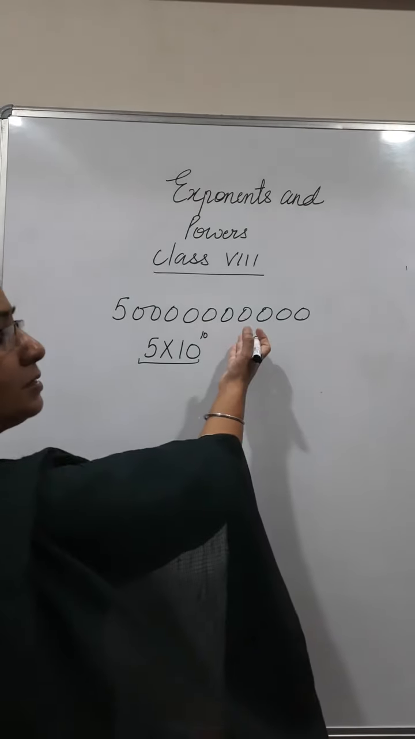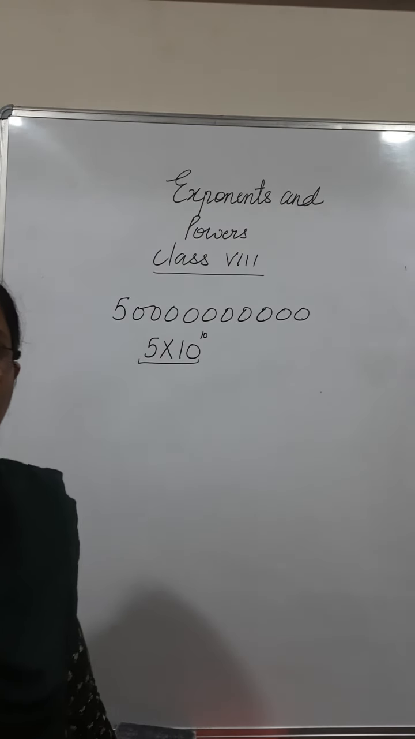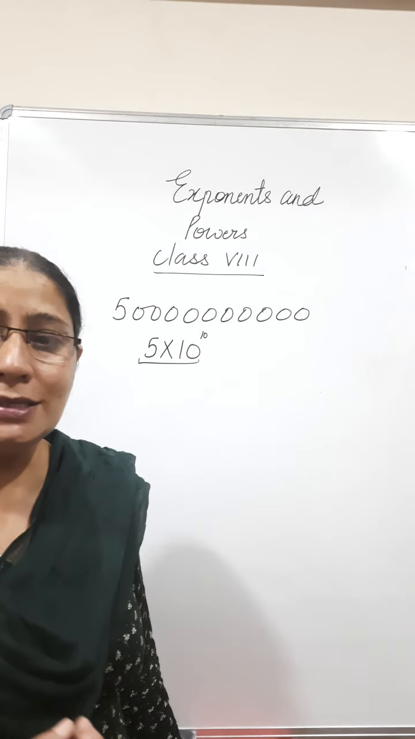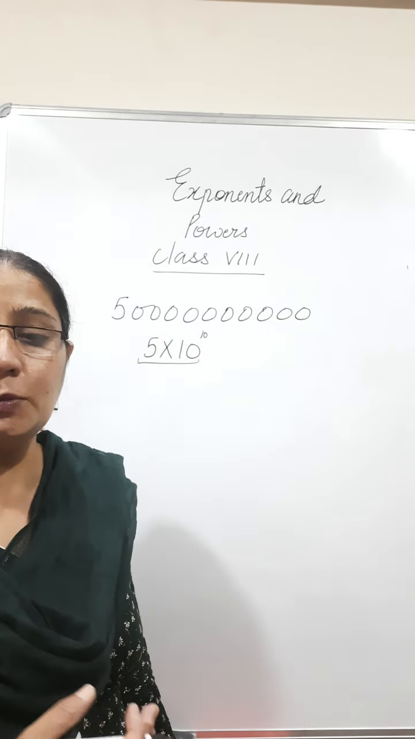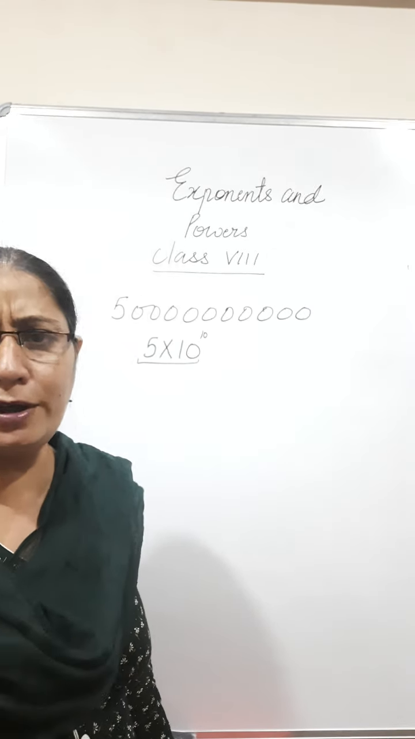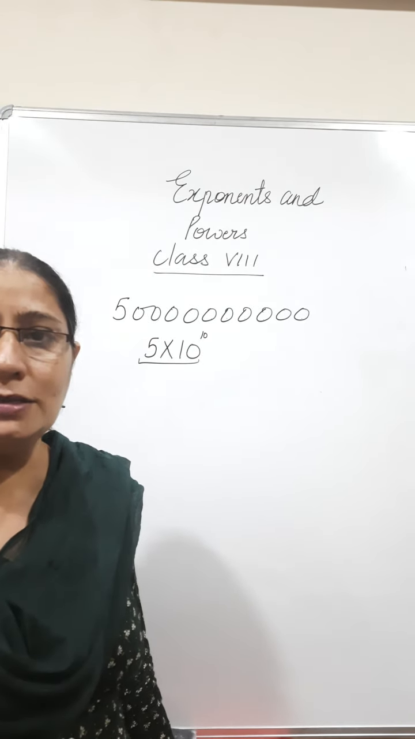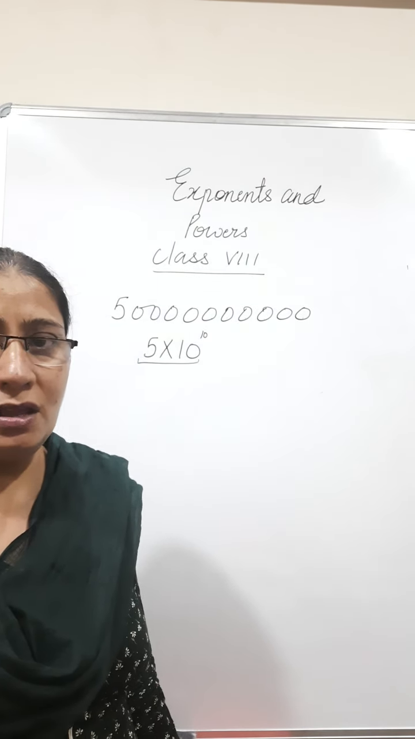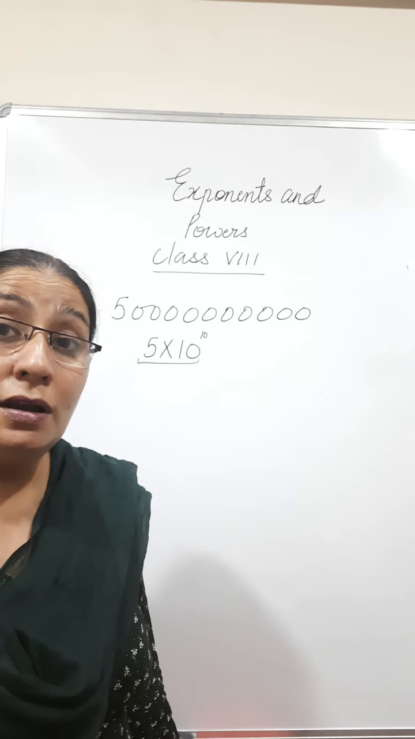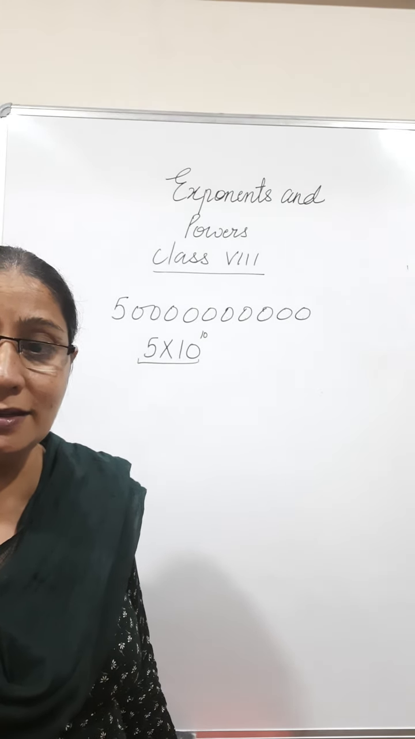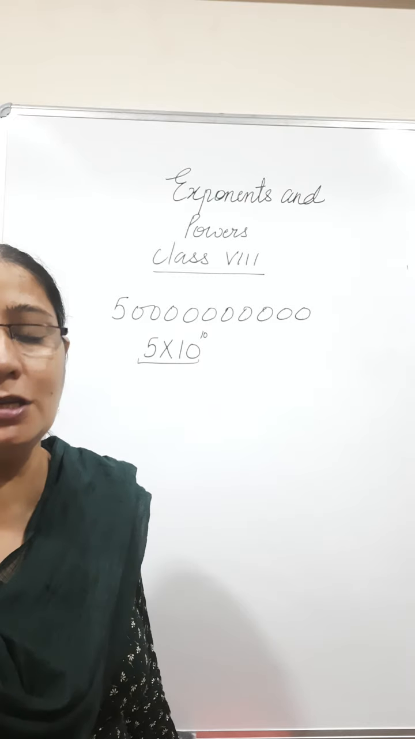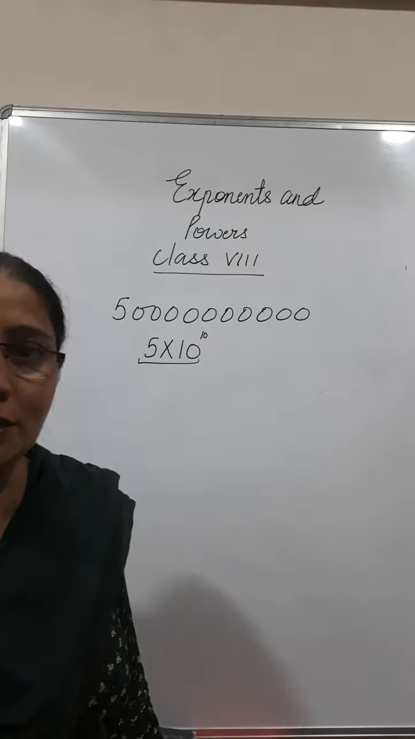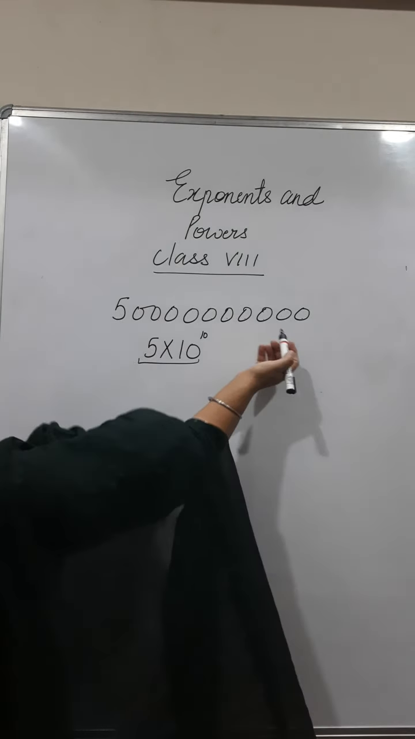And where do such numbers come? Such numbers come when we talk about the distances of the universal bodies, like distances between the stars, distances between the sun and the different heavenly bodies, different planets. There we come across, for example, the light year. Now you talk about the light year and all scientific terminologies you come across. Size of an atom you come across as you go on to the senior classes. So there you come across such kind of numbers.